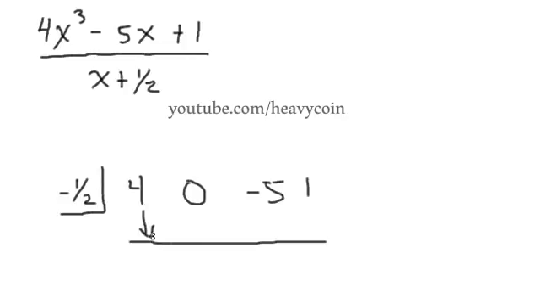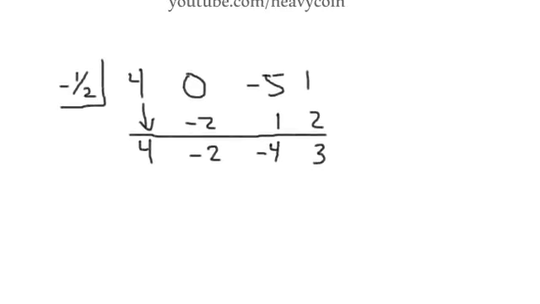Alright, bringing this 4 straight down. A negative a half times 4 is negative 2. And then we add these together, so that just becomes negative 2. Negative a half times negative 2 is going to be a positive 1. So we add those, we get negative 4. A negative a half times negative 4 is a positive 2. And we add those and we get 3. So that's not too bad.